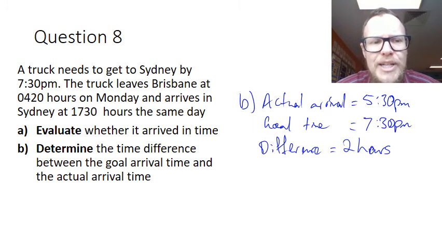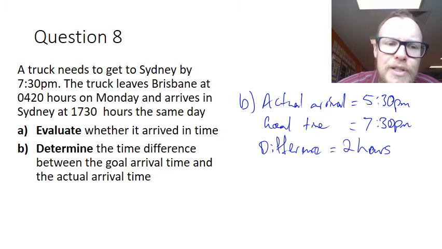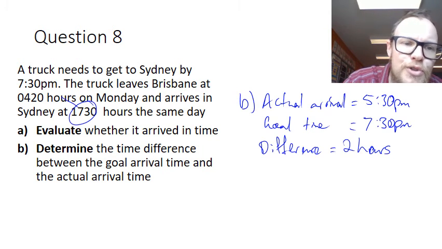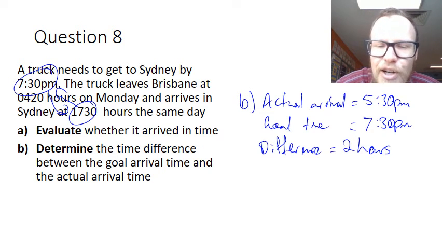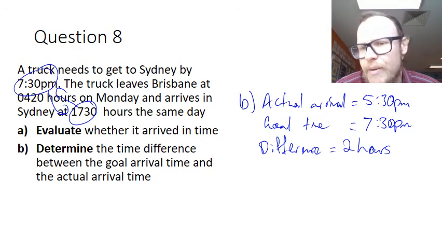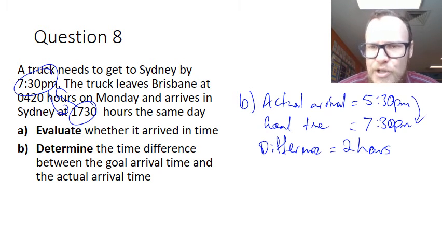Another way you could potentially answer A and B is, rather than converting from 24-hour time to 12-hour time, you could take this time and convert it back to the 24-hour time, and then it'd be easy to show the difference in times, because you could just subtract the two away. But it's easy to see for these particular times that the difference between them is 2 hours.